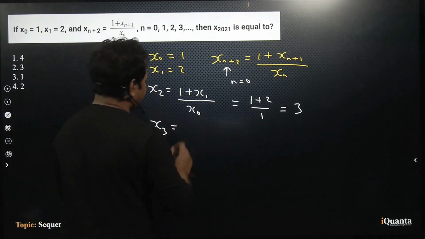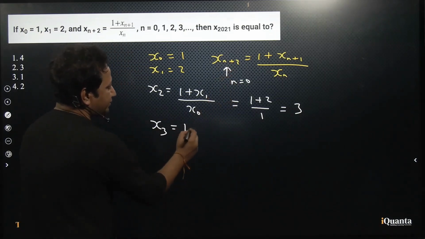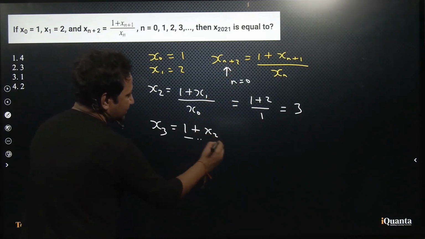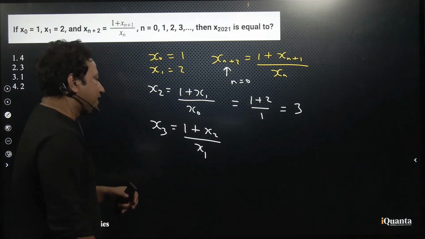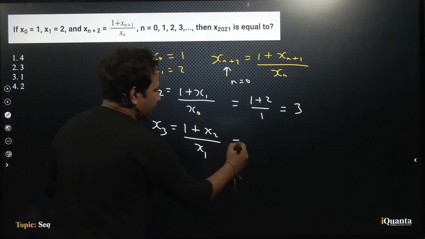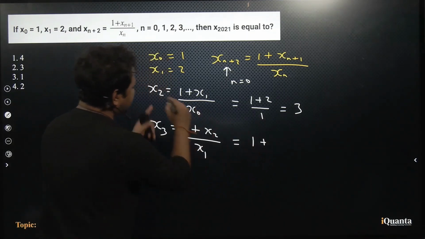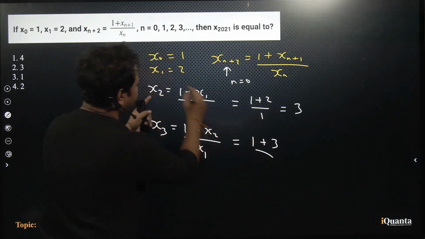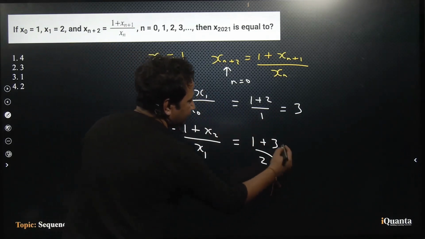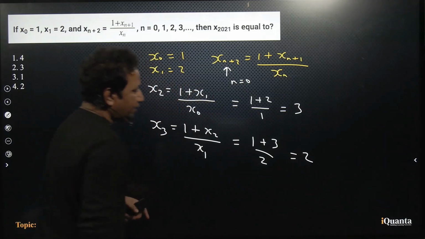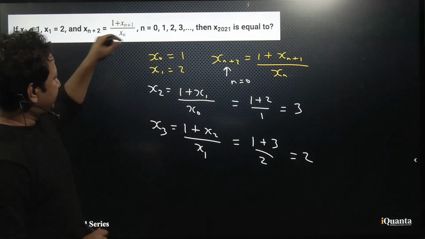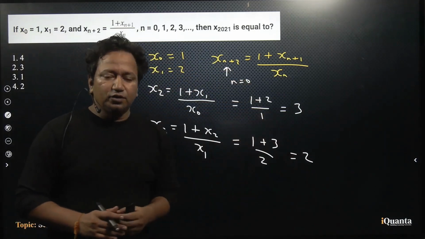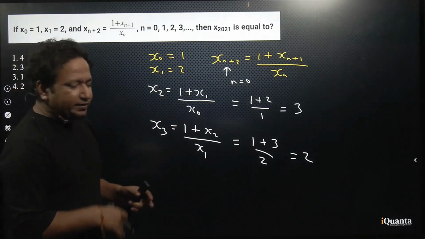If I put n equal to 1 over here, I'll get x3. So (1 + x2) whole upon x1 will be the value of x3. Let us try to put the values. We have (1 + 3) whole upon 2. We'll get 4 upon 2, that is equal to 2. Now we have the pattern as 1, 2, 3, 2. Do we identify the pattern? Still not. Let's find out x4.